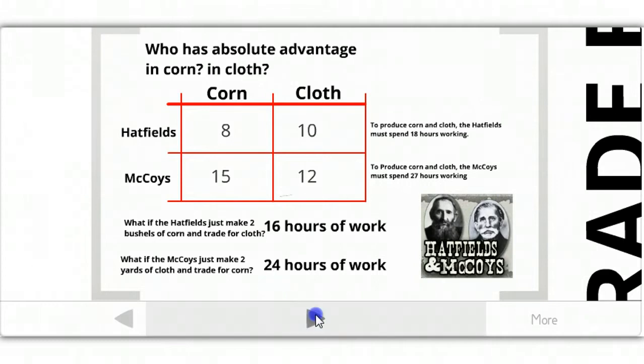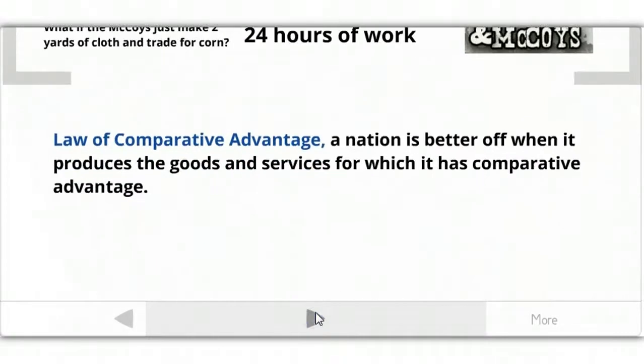This is called the law of comparative advantage. The law of comparative advantage says a nation is better off when it produces the goods and services for which it has comparative advantage, for which it has the smallest opportunity costs. I'll show you later how to use the numbers that we just looked at to figure out, just numerically, which group has comparative advantage between two products.